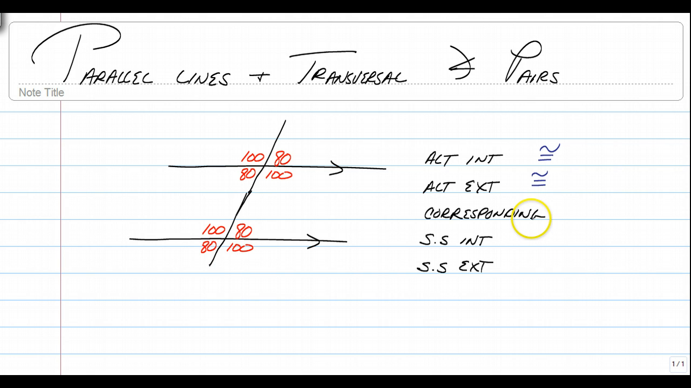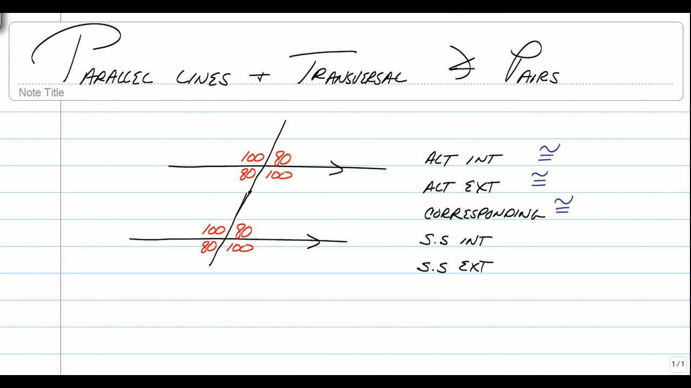Another one we talked about is corresponding. Corresponding are angles that are at the same spot on an intersection. So if we pick the top right of this intersection and the top right of this intersection, again, we can see they have the same measure. So they are congruent. And you can test these for multiple examples. So corresponding, let's pick another one. Let's pick top left. Top left is 100. The top left of this intersection is still 100. So it'll work every single time as long as these lines are parallel.